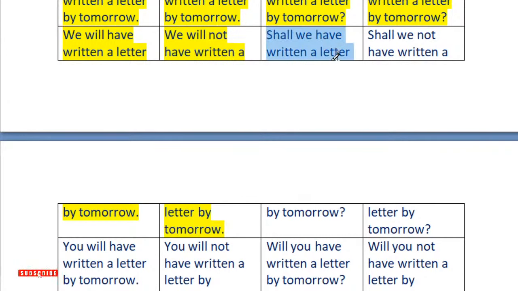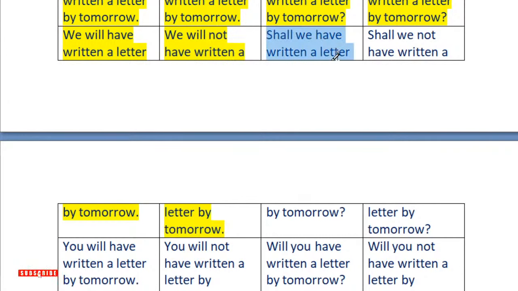Sanjay and Leela will not have written a letter by tomorrow. Then will Sanjay and Leela have written a letter by tomorrow? Then will Sanjay and Leela not have written a letter by tomorrow? So these are examples of future perfect. Now let us see the use of this tense.